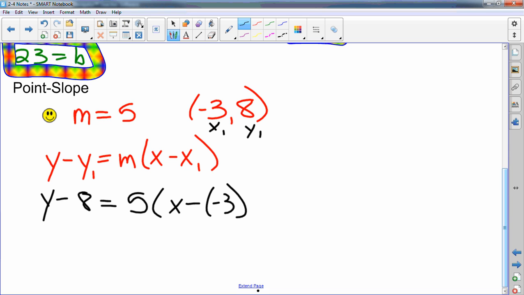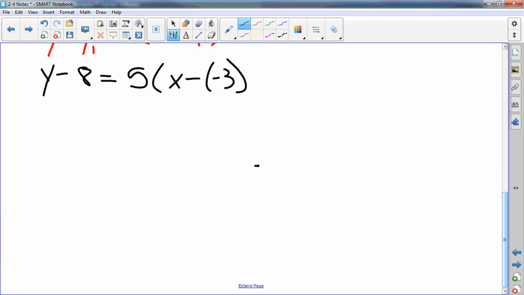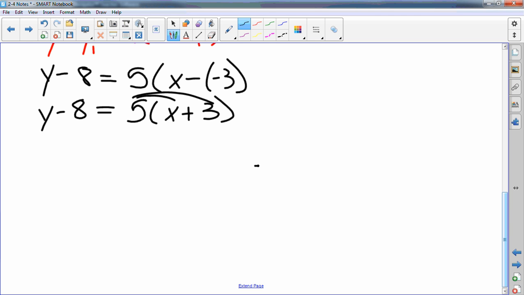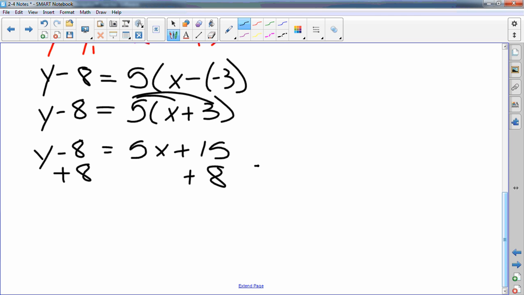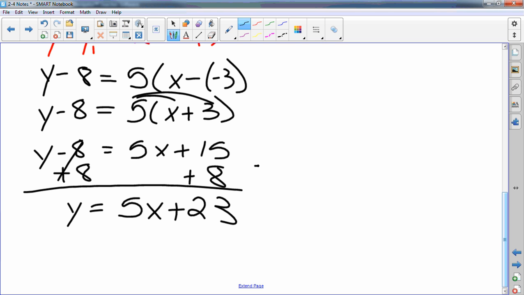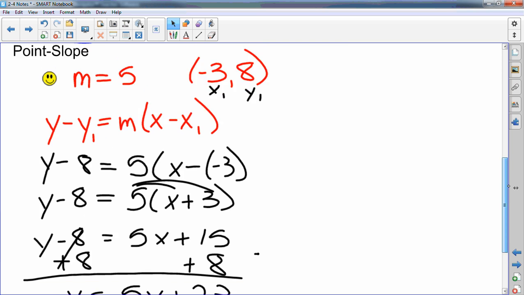After you get it plugged in, solve for y. So start simplifying. I have 5 times x plus 3, I change that to positive. Distribute. So I have 5x plus 15 equals y minus 8. Add 8 to both sides. So y equals 5x plus 23. 15 plus 8 is 23. Same answer, different way to do it.